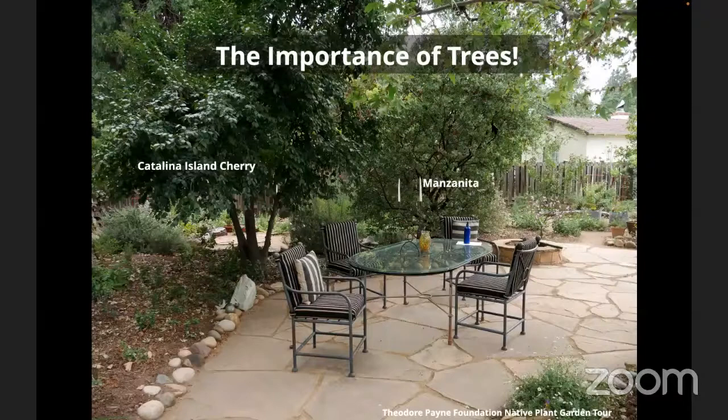And then Catalina Island cherry is another great one, which will get pretty tall, 25 to 30 feet, but not that wide. So great to be on like the west side of a patio space like this to get some afternoon shade in the late afternoon, early evening, but without a lot of care.